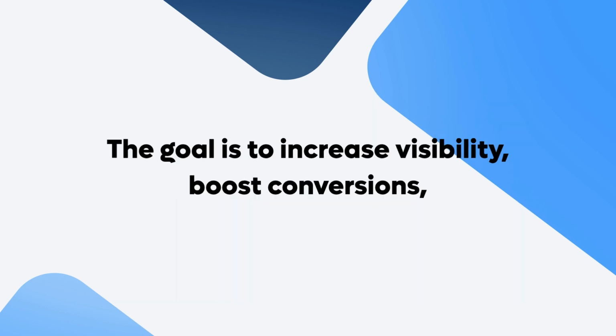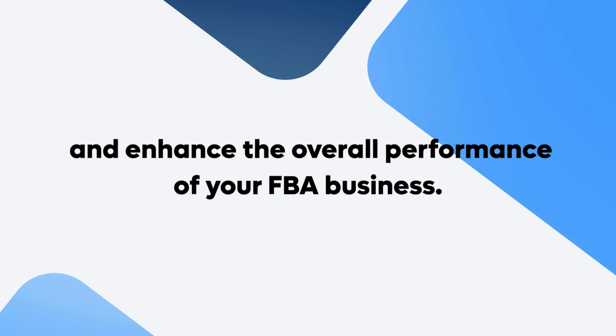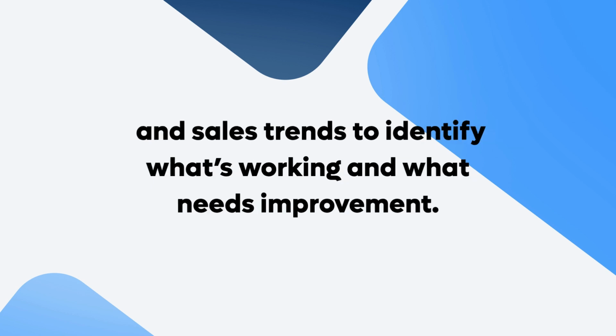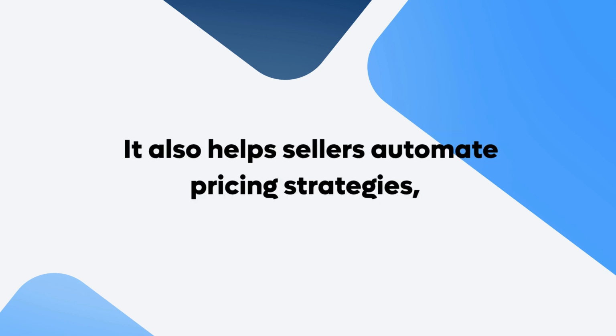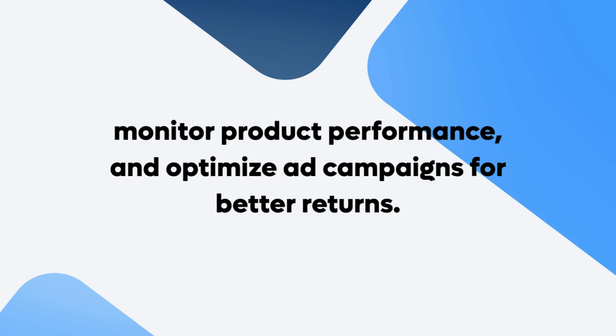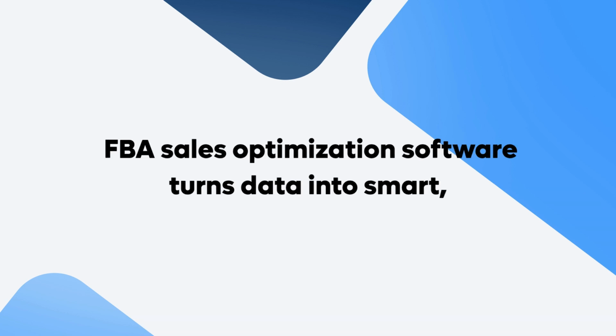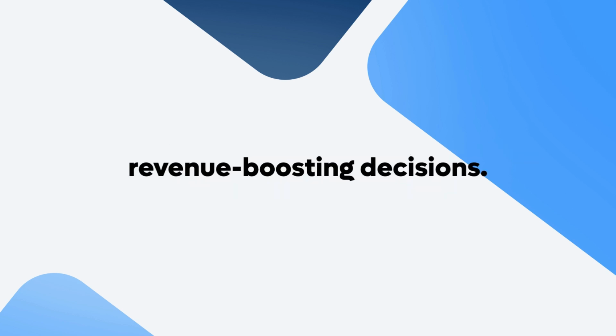The goal is to increase visibility, boost conversions, and enhance the overall performance of your FBA business. This software analyzes key data such as keyword rankings, customer behavior, and sales trends to identify what's working and what needs improvement. It also helps sellers automate pricing strategies, monitor product performance, and optimize ad campaigns for better returns. By offering real-time insights and actionable recommendations, FBA sales optimization software turns data into smart, revenue-boosting decisions.